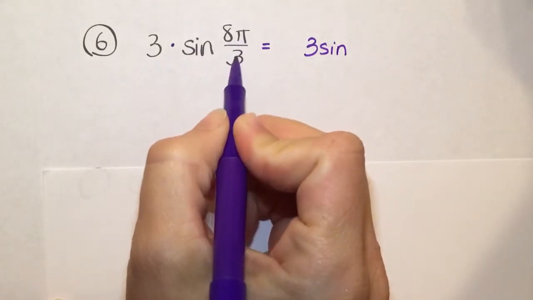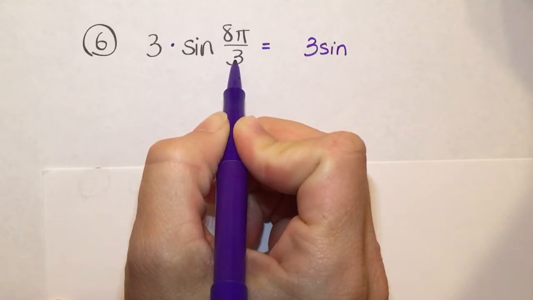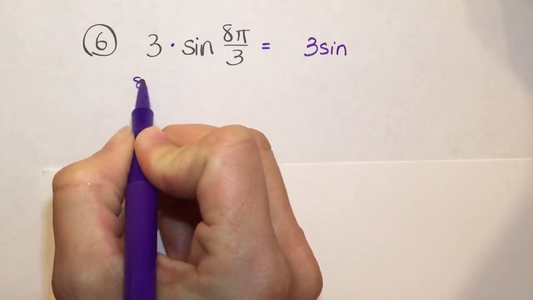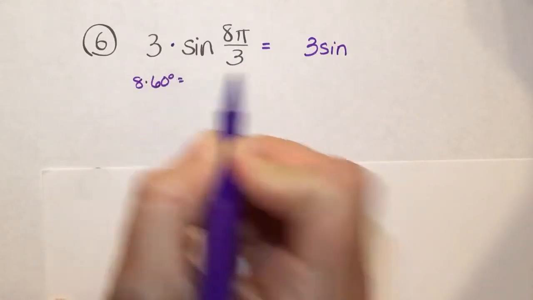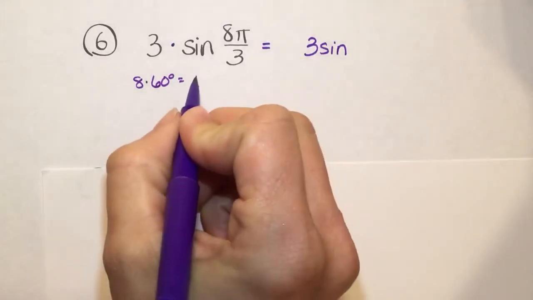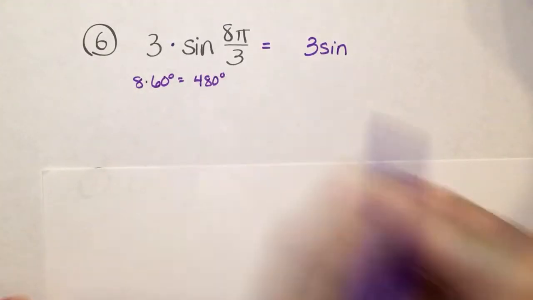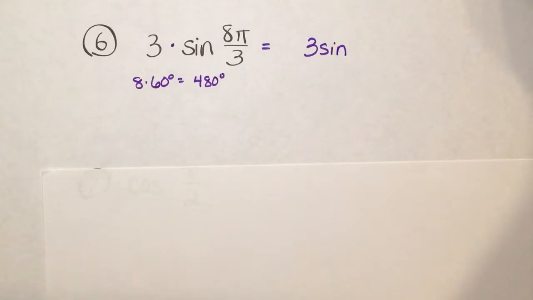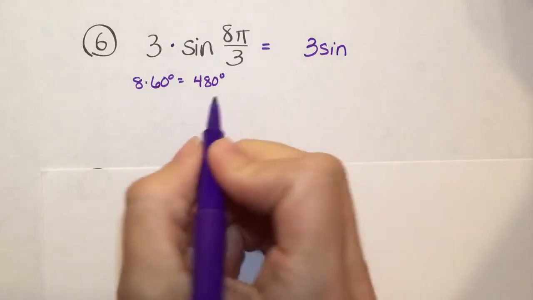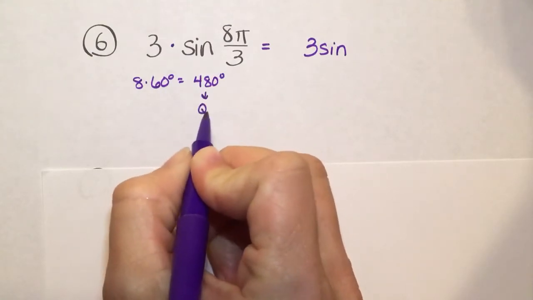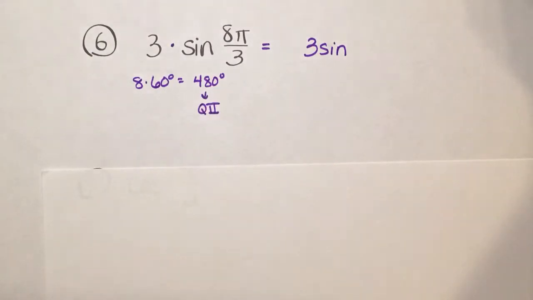Okay, so I see that I have pi over 3 here, which is 60. So I'm going to do 8 times 60. Of course, 8 times 60 is 480 degrees. That one you might need to do a little bit of figuring on to know what quadrant, or if you feel like you need to draw it out, you can, but 480 degrees is going to end up being in the 2nd quadrant.